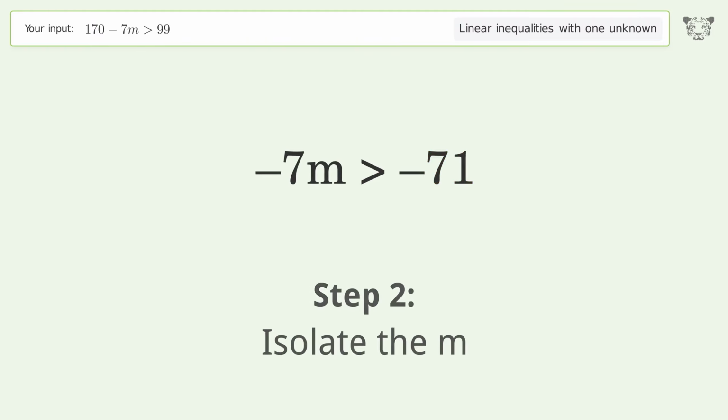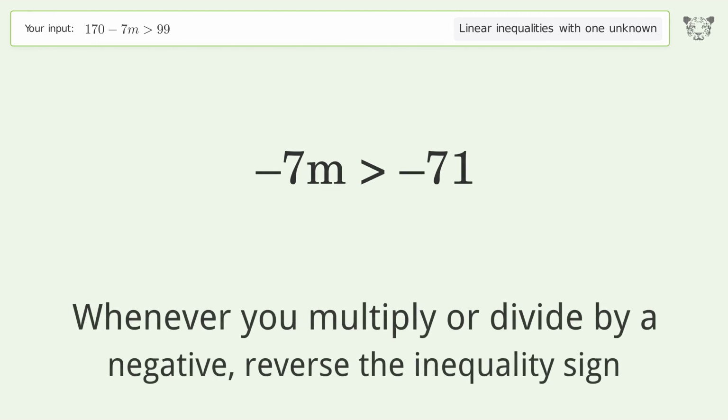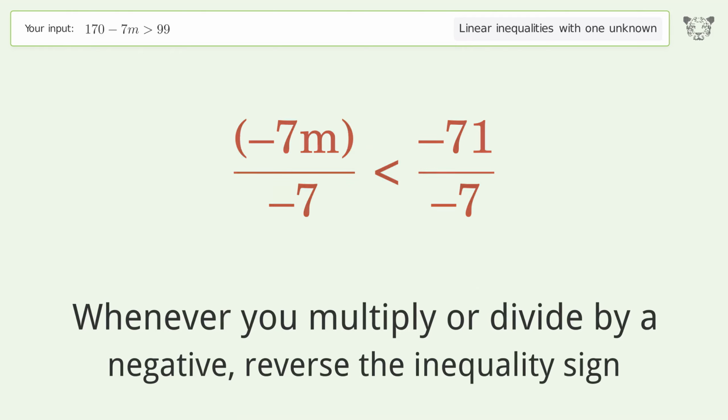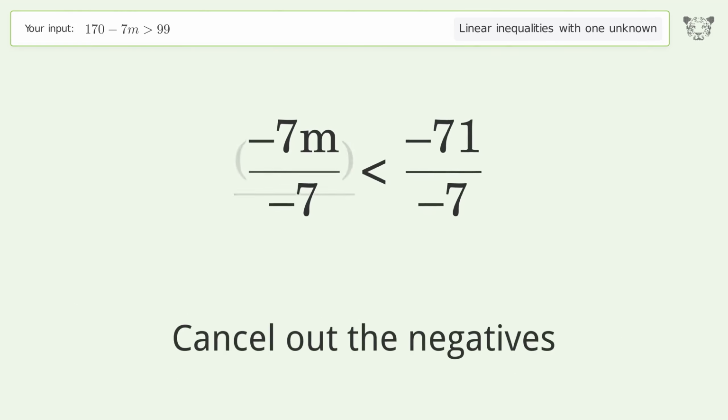Isolate the m. Divide both sides by -7. Whenever you multiply or divide by a negative, reverse the inequality sign. Cancel out the negatives.